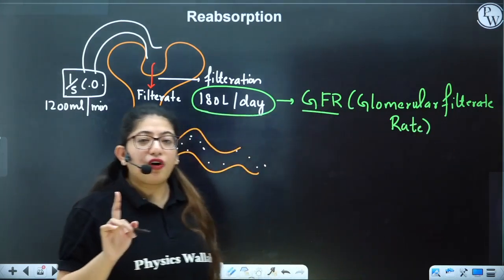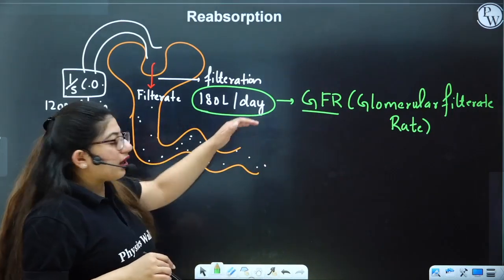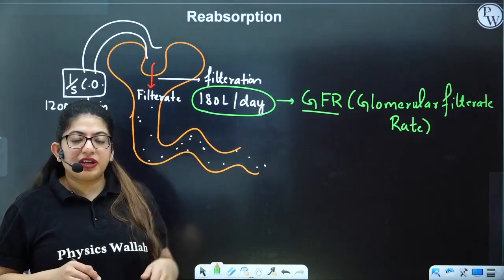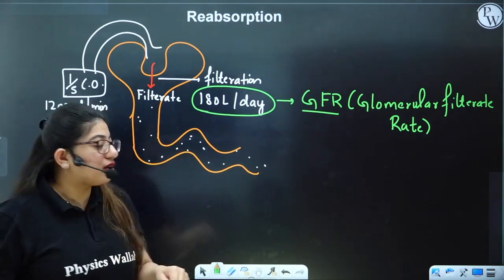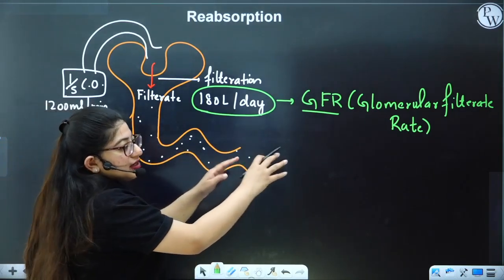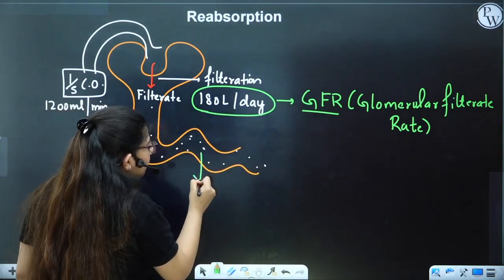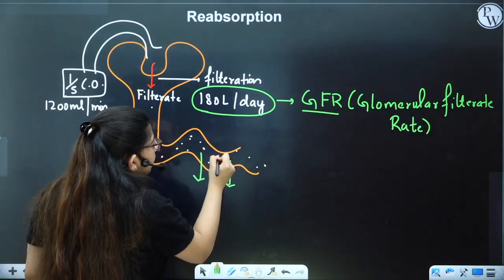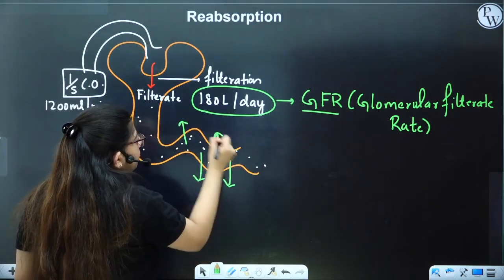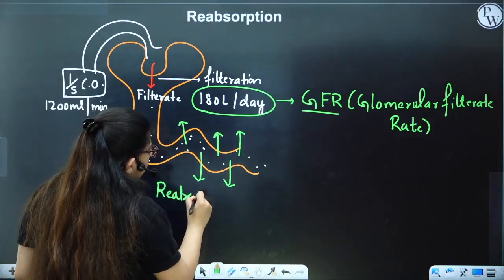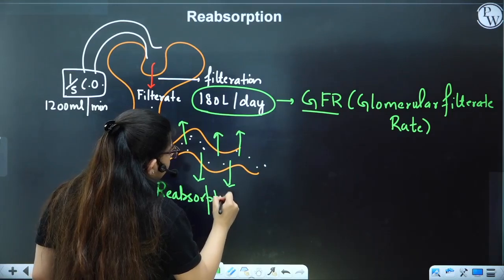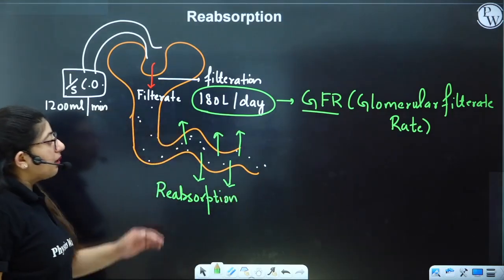But the urine formed is 1.5 liters, while you have produced 180 liters. Why are you not excreting 180 liters? Because there are certain things that you need to save, like water. So most of the things in these tubules are given back to the blood vessels, and this process is known as reabsorption. You got it?